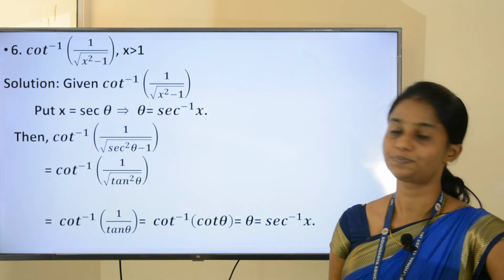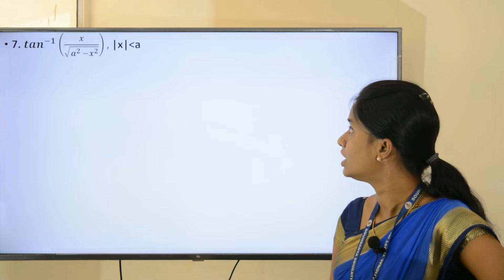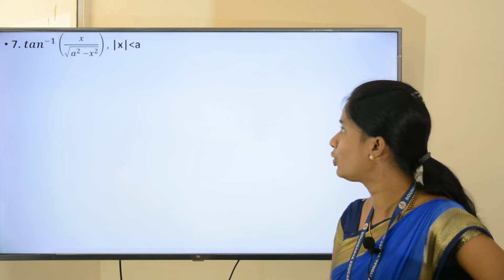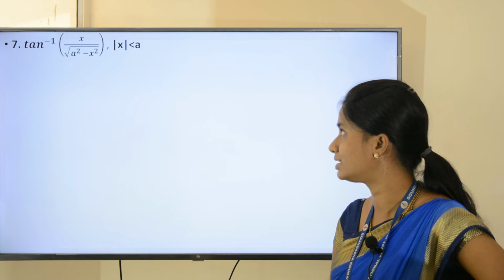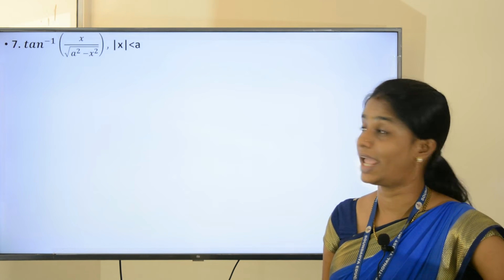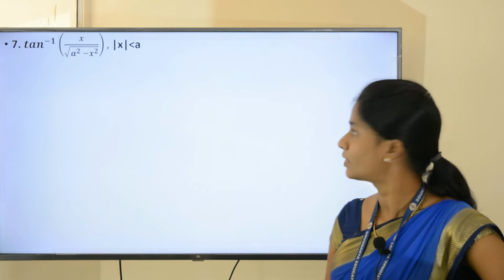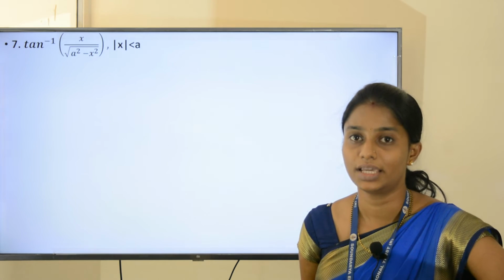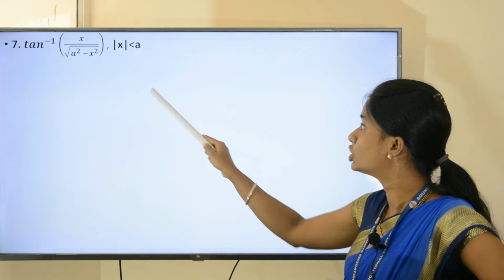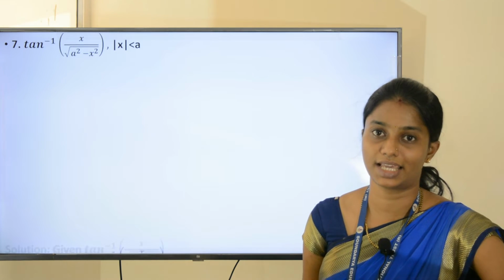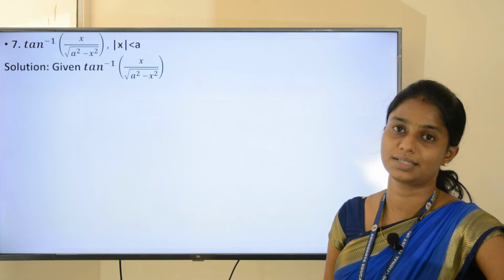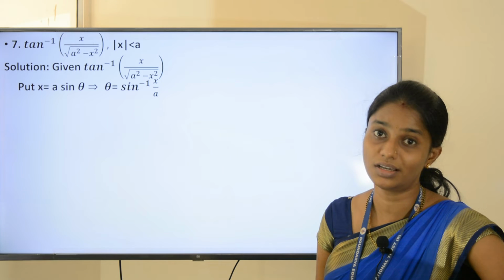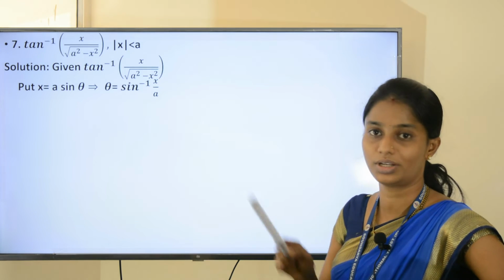Next, seventh one, tan inverse of x divided by square root of a square minus x square. Condition is mod x less than a. Please observe, square root of a square minus x square is there. Can you tell me the substitution? You can follow the last table and identify the substitution for this particular expression.